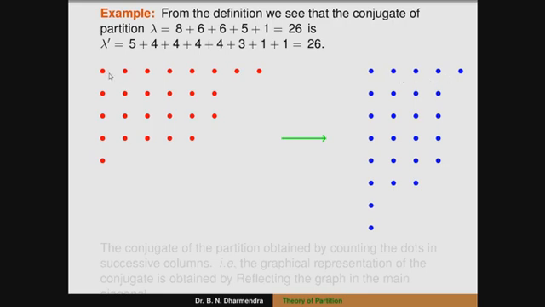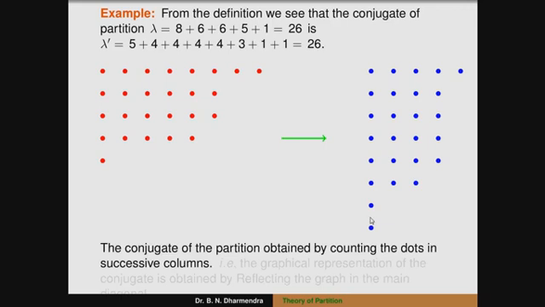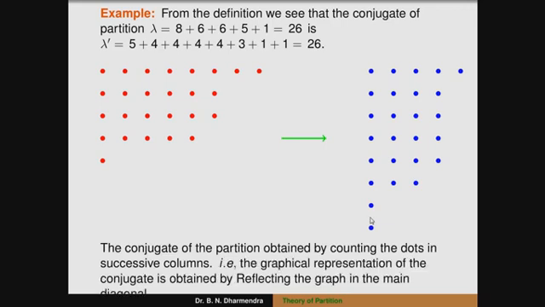Similarly, for the upper side, the diagonal is 1 2 3 4, and the next number is also 1 2 3 4, again that is 4 plus 3 plus 3, 2, 1 plus 1 plus 1. Here also 1 2 3 4, 4 plus 3 plus 3 plus 2 plus 1 plus 1 plus 1. So we can observe that the conjugate of the partition is obtained by counting the dots in successive columns, that is, the graphical representation of the conjugate is obtained by reflecting the graph in the main diagonal.